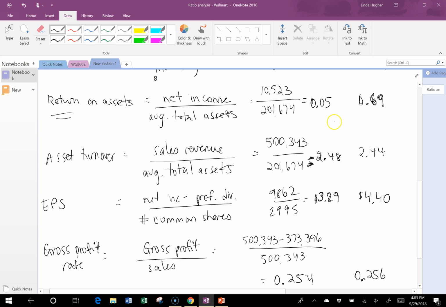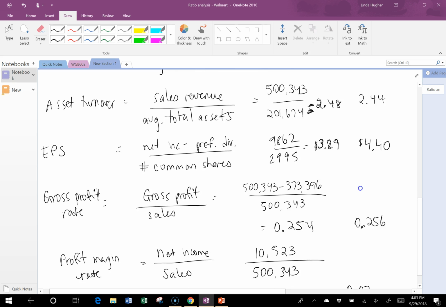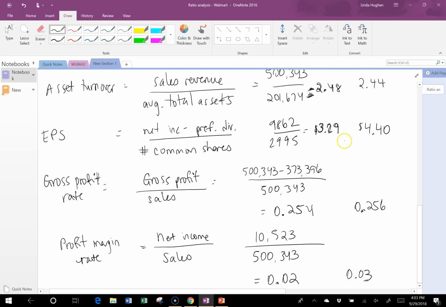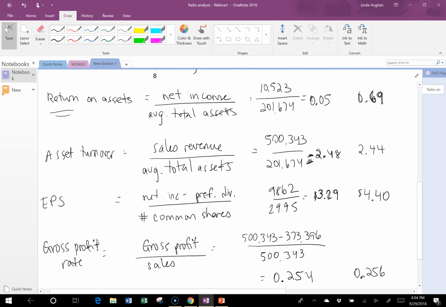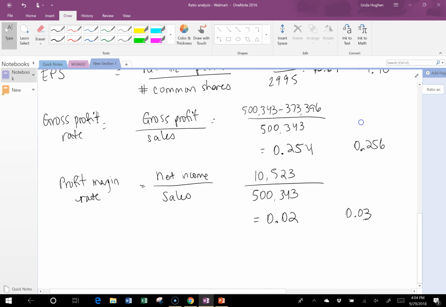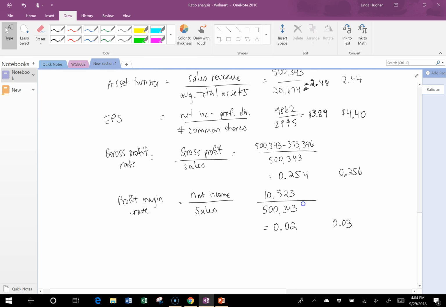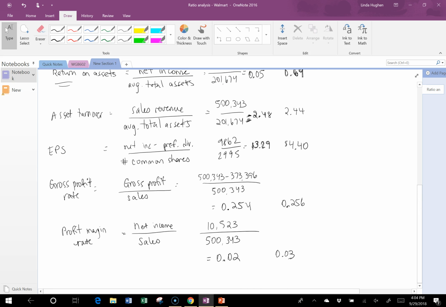What does that tell us? It tells us that expenses have increased quite a bit over the prior year. We see that earnings per share went down over $1, so that was quite a bit. Gross profit rate was about the same, but the profit margin rate decreased, which we had already seen when we compared the ROA to the asset turnover. So overall, I would conclude that Walmart is doing slightly worse compared to the prior year, and I would, of course, want to see more years of information before I made any serious conclusions about whether I was going to hold on to the stock or not.